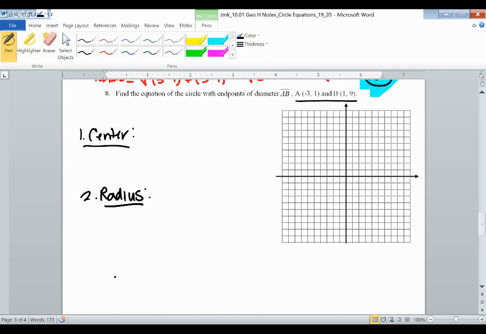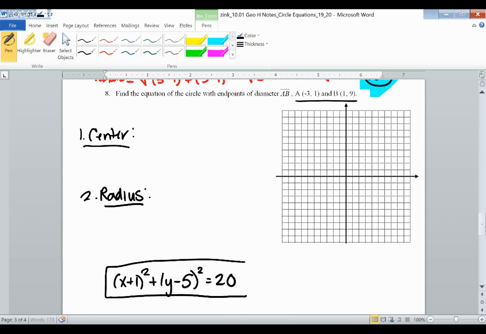All right, and your final answer for this one should be (x+1)² + (y−5)² = 20. And if you did not get that and you're really struggling and you're not sure what to do, please reach out to me, let me know, and we can go over that more together.